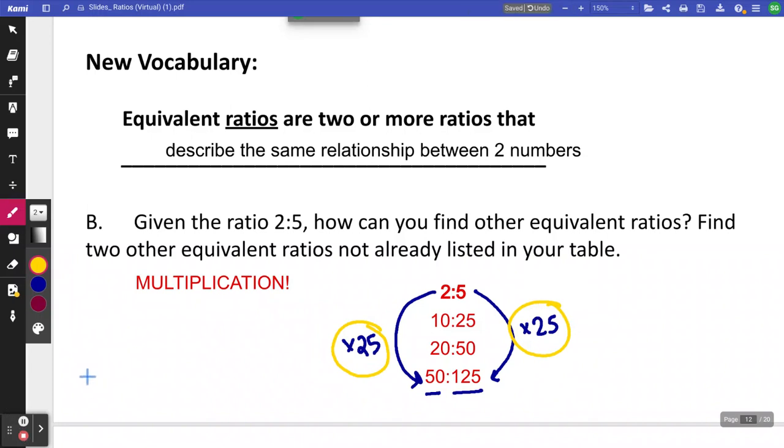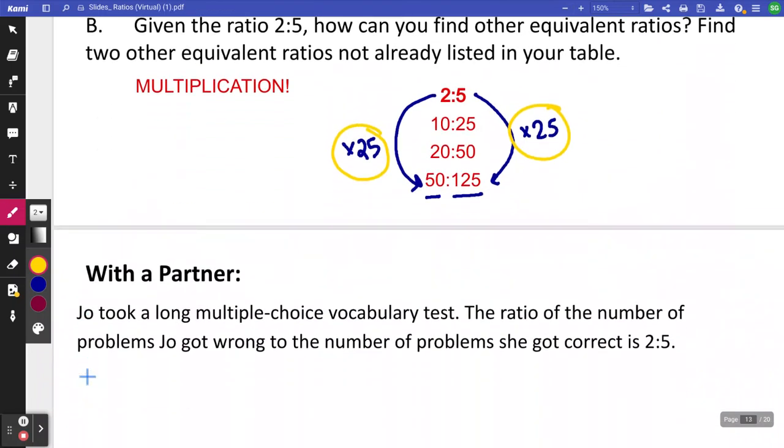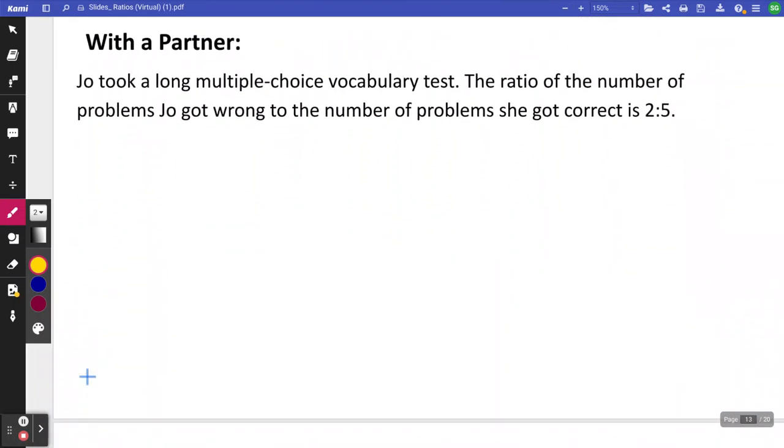So using this idea of multiplication and how we can use that to help us find equivalent ratios, there's one last part to this, and that's going to be exploring this idea of equivalent ratios a little more. It says with a partner, I'll be your partner. So for this last part, we've got Joe took a long multiple choice vocabulary test. The ratio of the number of problems Joe got wrong to the number of problems she got correct is 2 to 5. Let's talk about what that ratio means in this context.